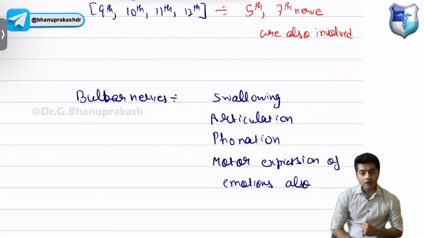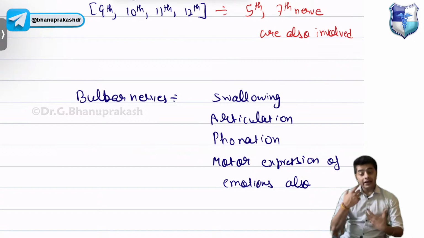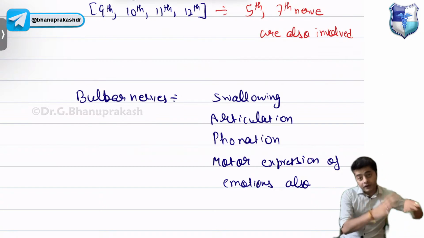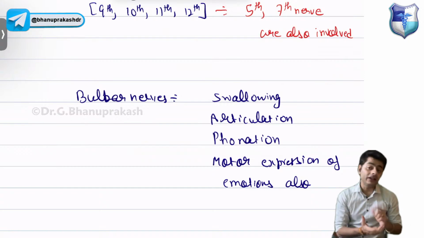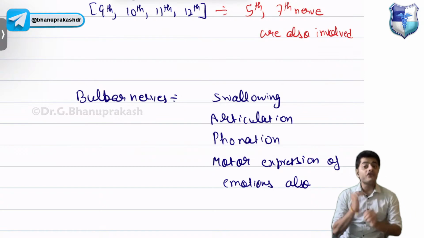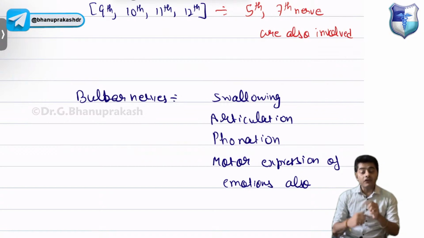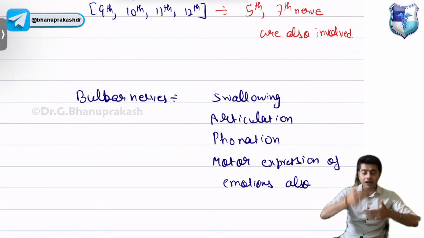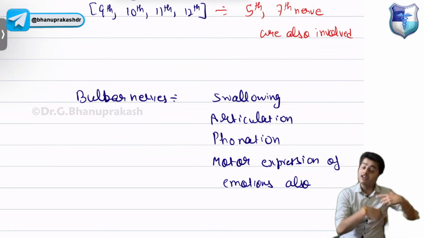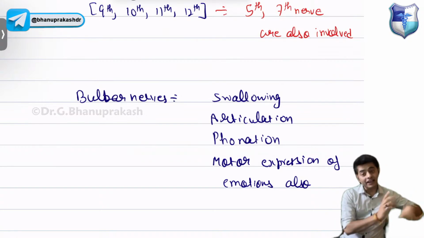Suppose I am laughing and there is some joke. When you laugh, there is also a sound. When you cry, there is also sound. Every individual has a different sound when they cry and a different sound when they laugh. This manipulation of sound, when your emotions are there, is also done with the help of your bulbar nerve, because your tongue and soft palate will manipulate that sound. Everyone has different sounds when they laugh, and when they cry.